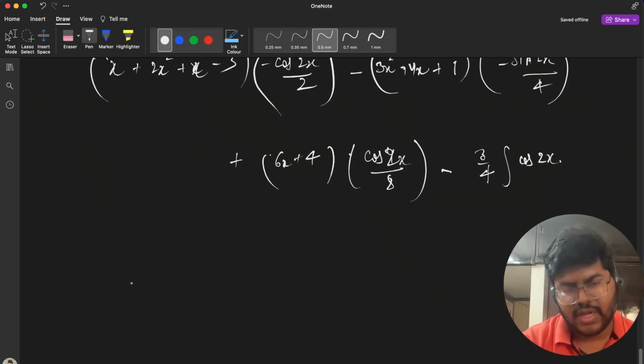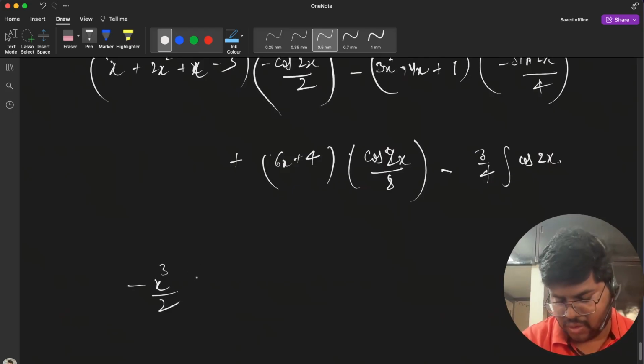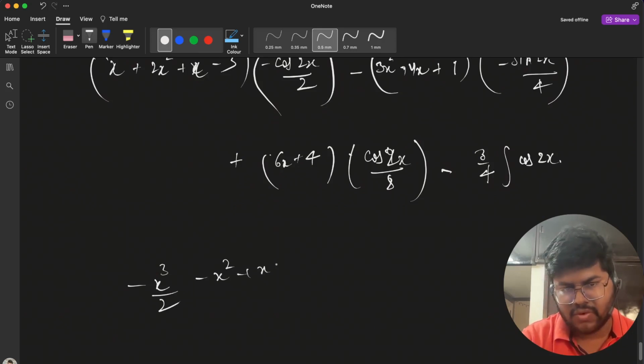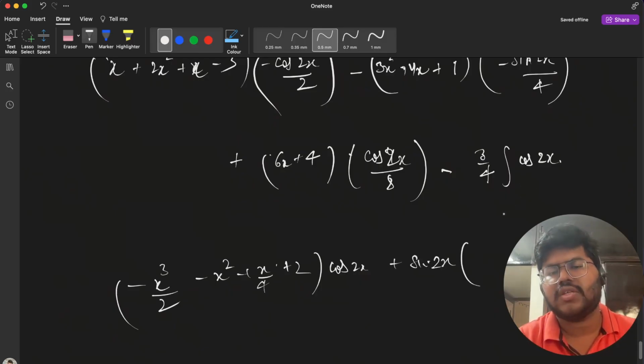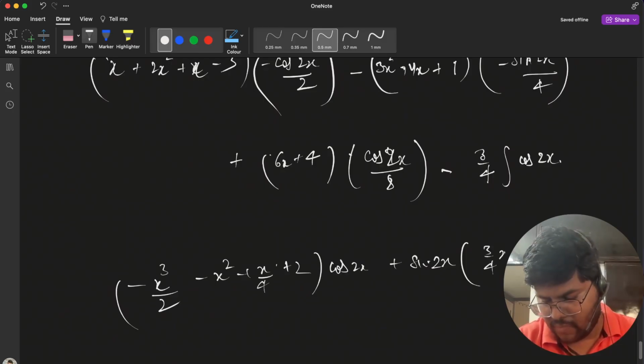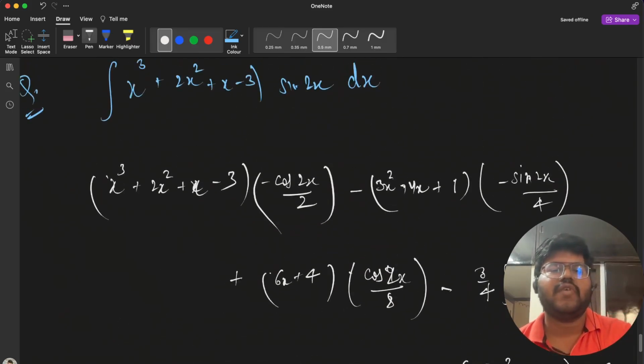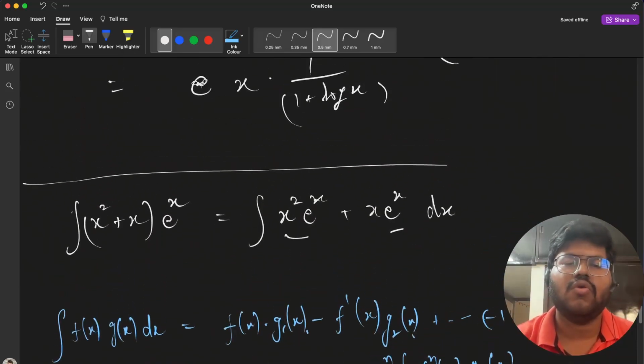Now if we simplify the above expression, then we get minus x cube by 2 minus x square plus x by 4 plus 2 cos 2x plus sin 2x. Again, integration of cos 2x is sin 2x by 2, right? So sin 2x, 3 by 4 x square plus x minus 1 by 8, plus C. So if you simplify the above expression, then we get this part.